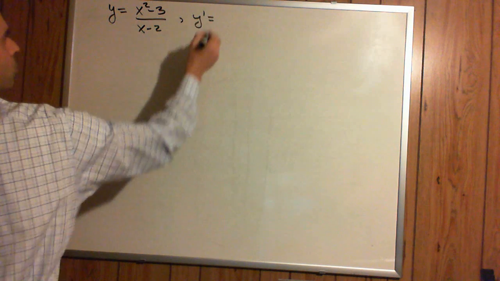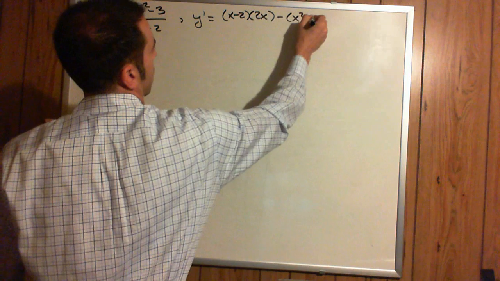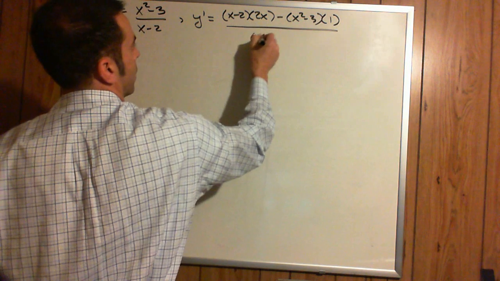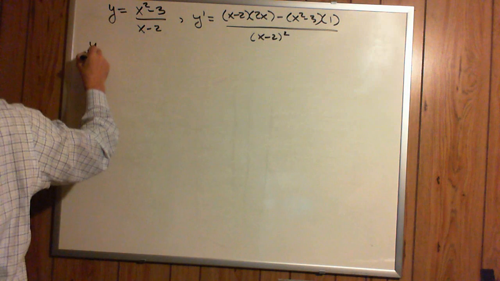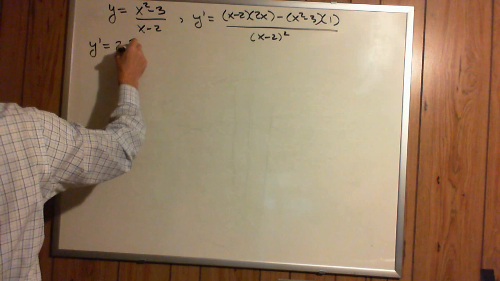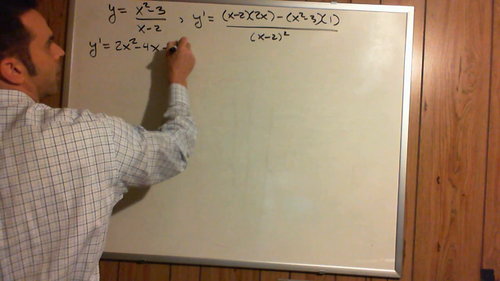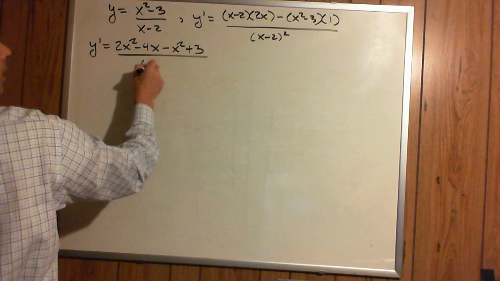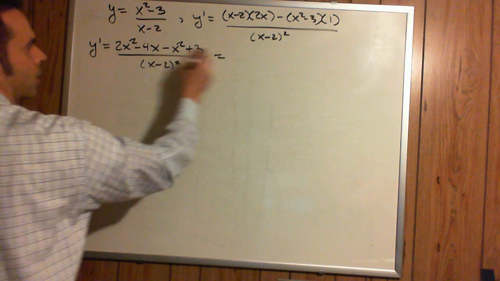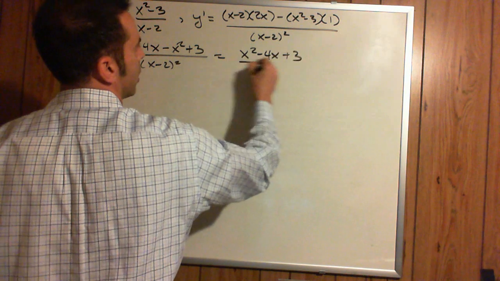So y prime is a quotient rule: the bottom, times the derivative of the top, minus the top, times the derivative of the bottom, all over the bottom squared. So in cleaning up the top, we get y prime equals 2x times x is 2x squared, minus 2x times this is minus 4x, minus x squared plus 3, all over x minus 2 squared. Cleaning it up some more, 2x squared minus x squared is x squared, minus 4x plus 3, all over the bottom squared.